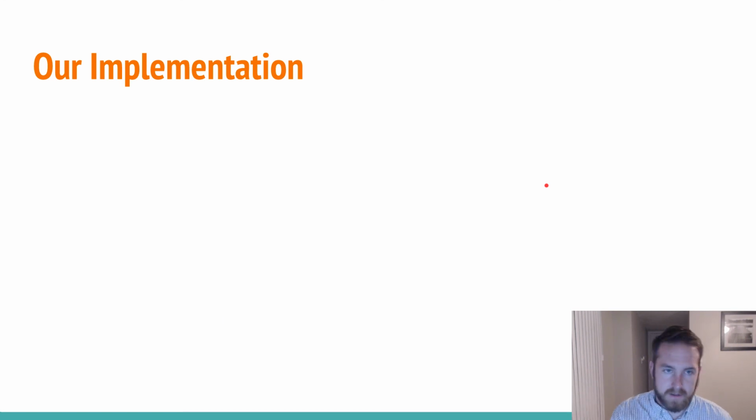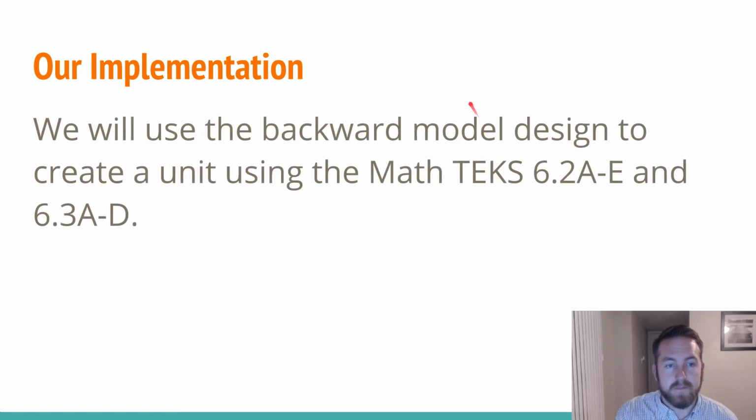So how are we going to implement this in our school? Well, we're going to use the backwards design model to create a unit using the TEKS 6.2A through E and 6.3A through D. And like I said earlier, we're going to have about 6 weeks to do this. All right, let's go get started.